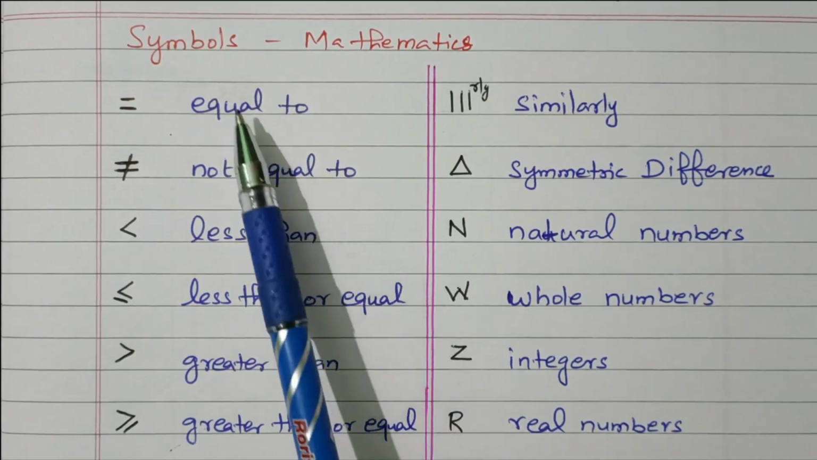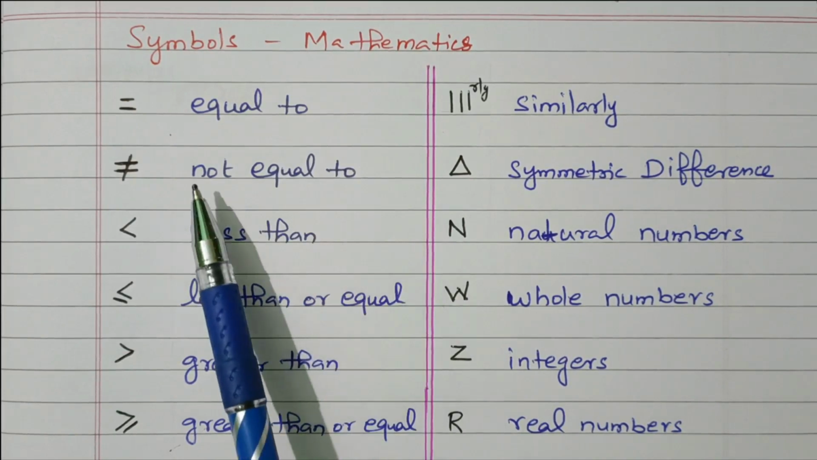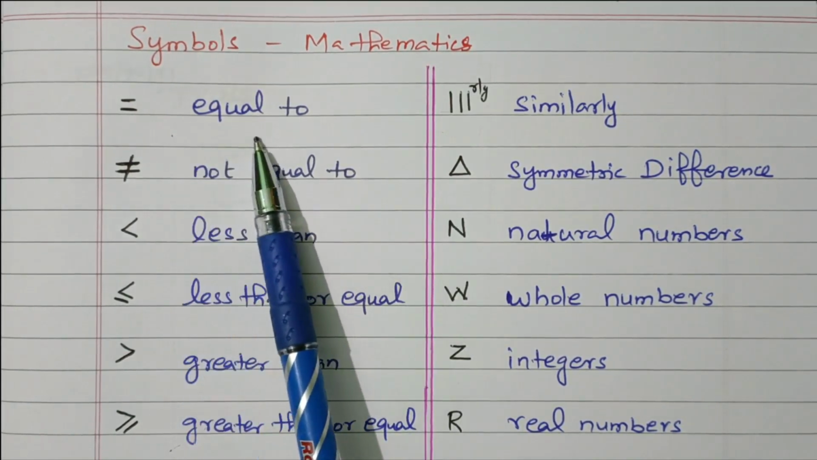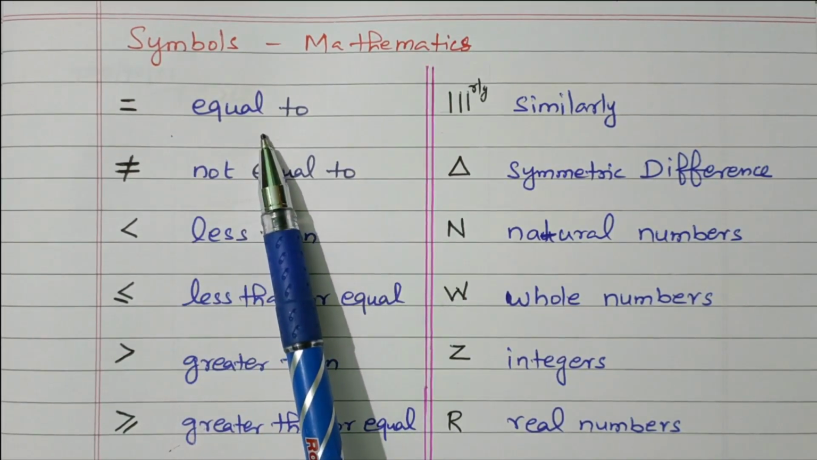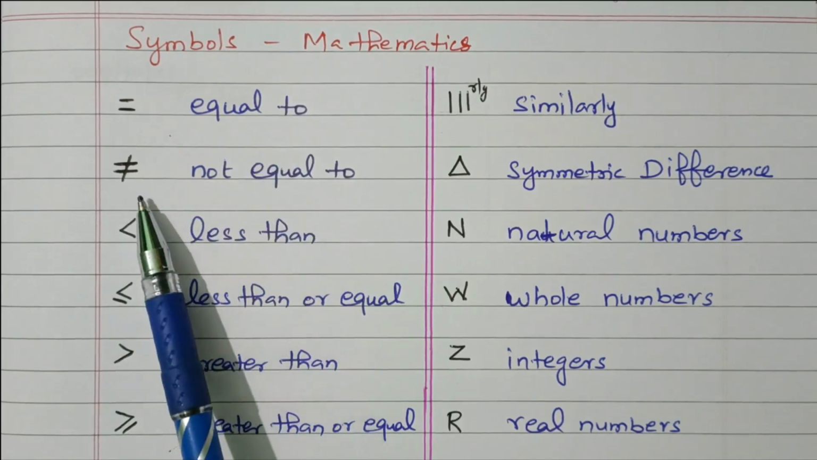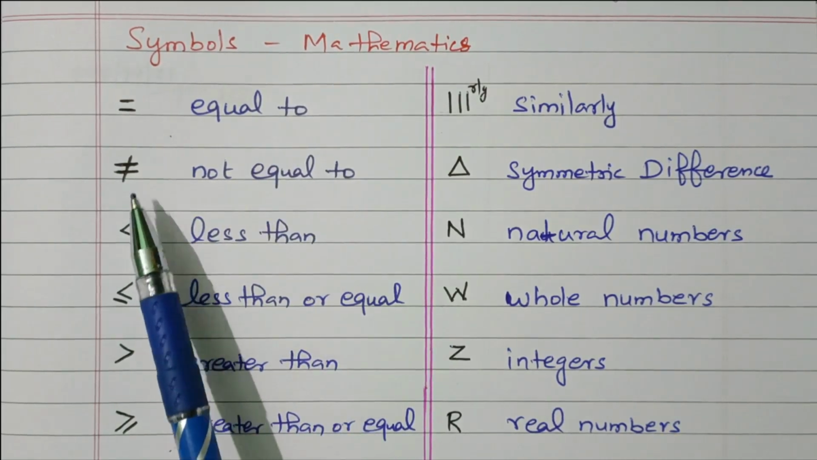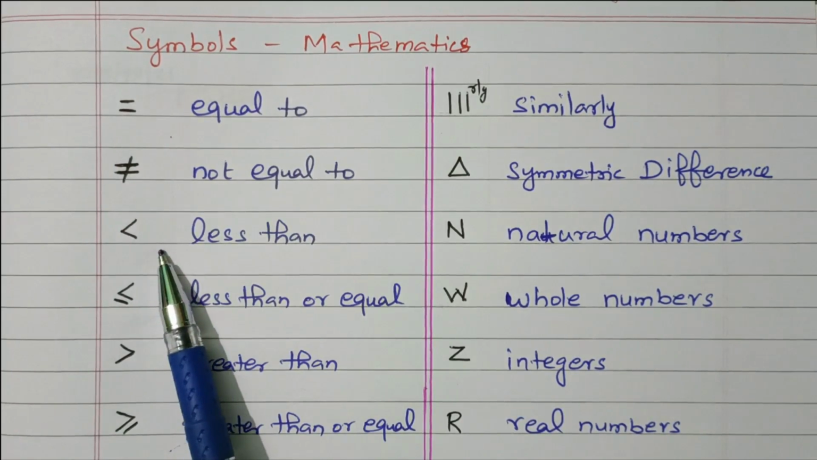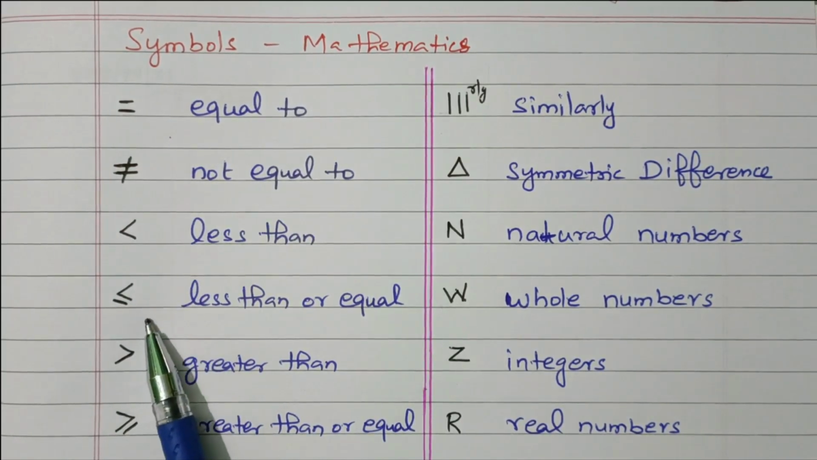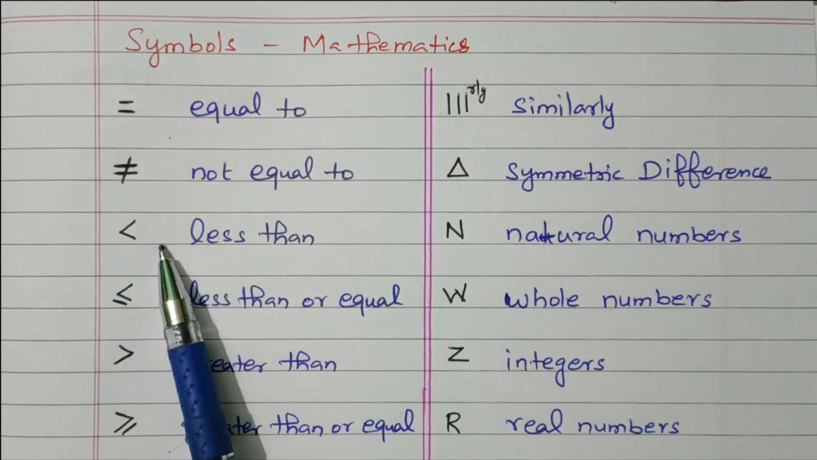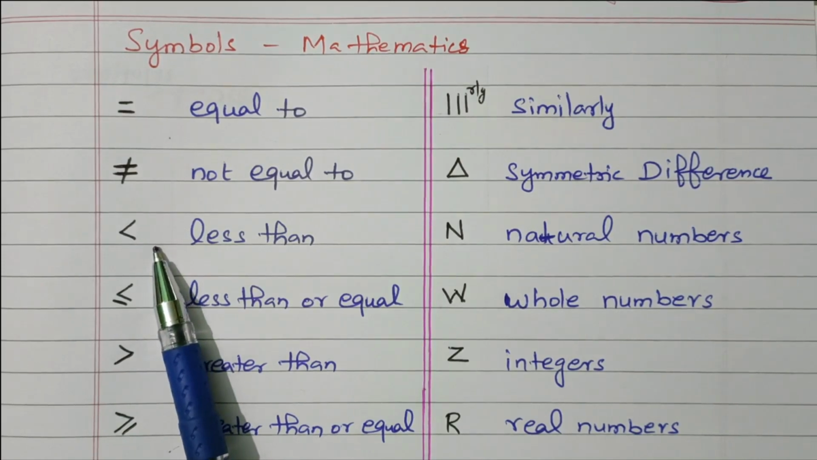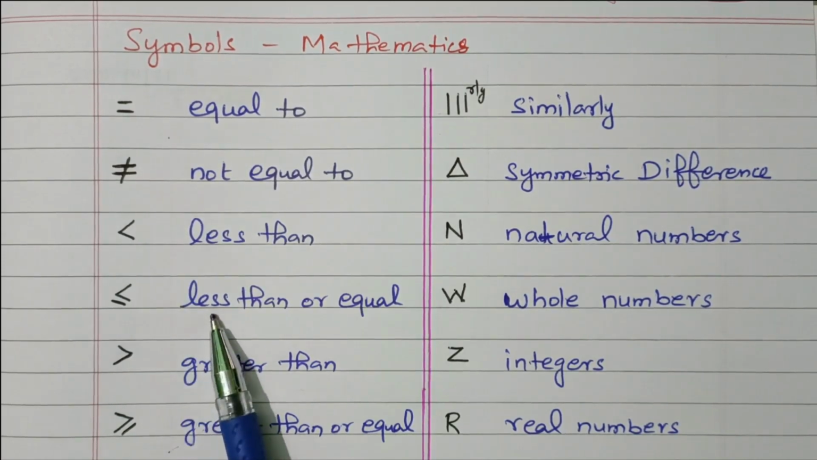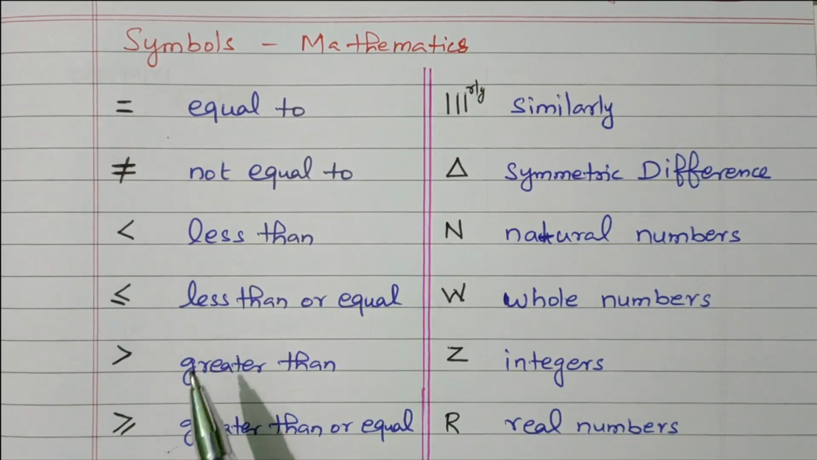Now we'll go to the topic, symbols available in mathematics. So this is nothing but equal to. A equal to B means A and B are equal. This is not equal, both are not equal. This refers to less than. This is less than or equal. Here only less than, not equal, so the value is lesser. This will be lesser or equal also applicable.